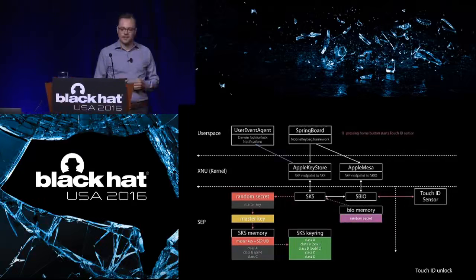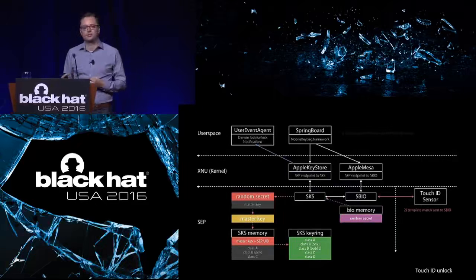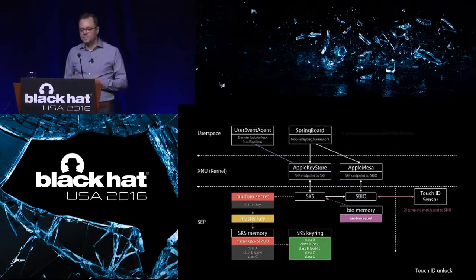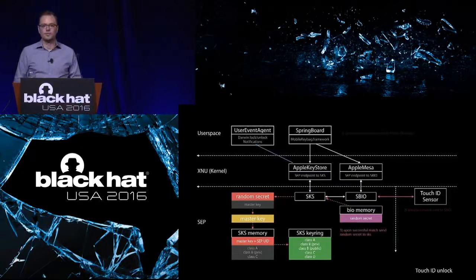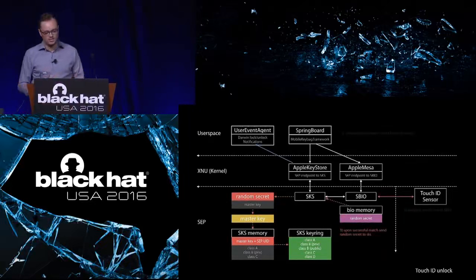Pressing the home button starts the sensor, and the sensor acquires an image and sends it to the SBio app in the SEP. This app actually performs the match and determines whether the fingerprint that was just acquired matches the fingerprint of the authorized user.